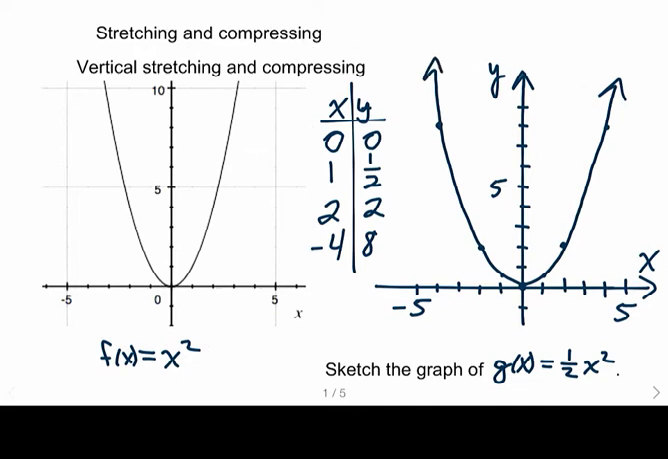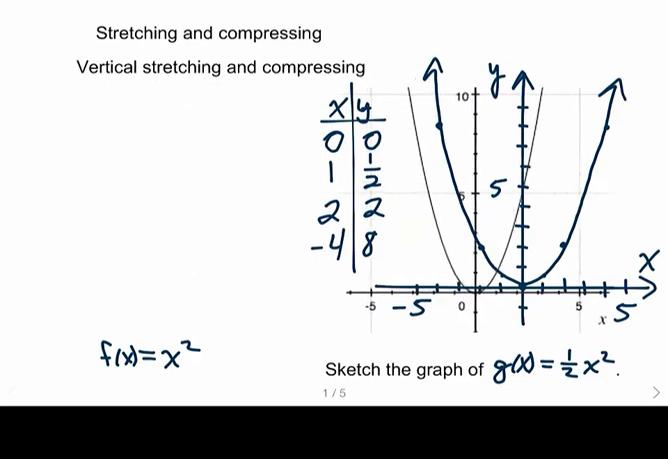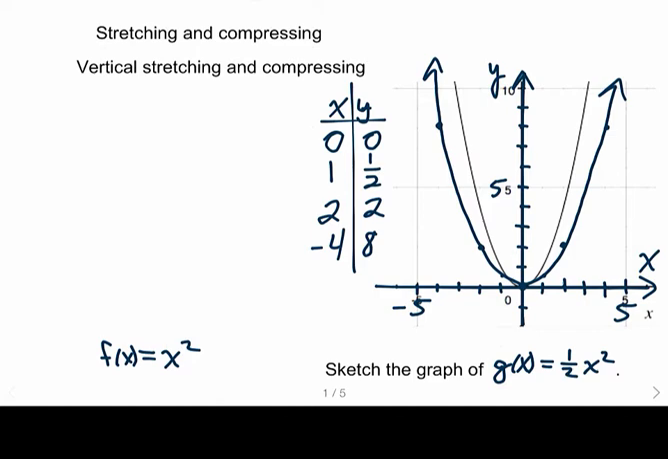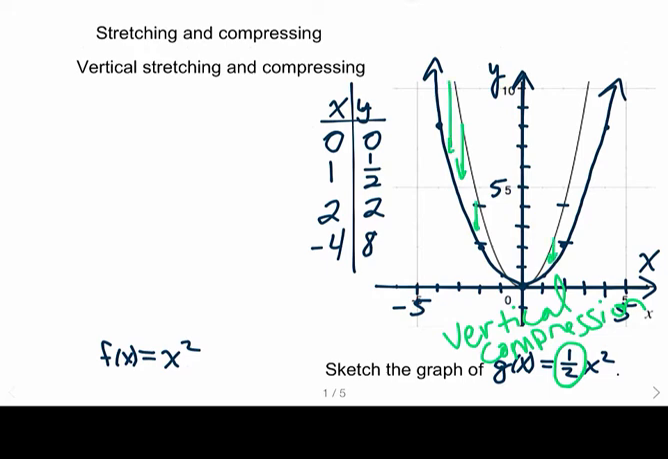In fact, we can compare them by superimposing one over the other. What you can see is it's the same general shape, but this new one that we graphed is wider. The reason for that is all of the y coordinates are half of what they would otherwise have been for f of x equals x squared. That's the effect of the 1/2 out in front. What this gives us is a vertical compression. In other words, all of the y values are compressed by a factor of 1/2.